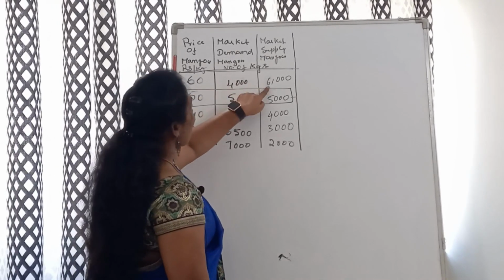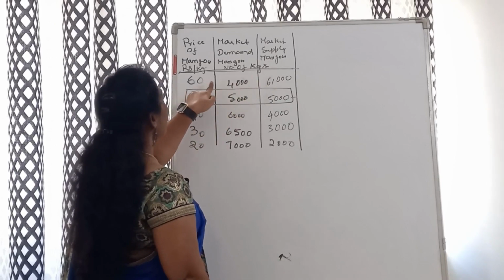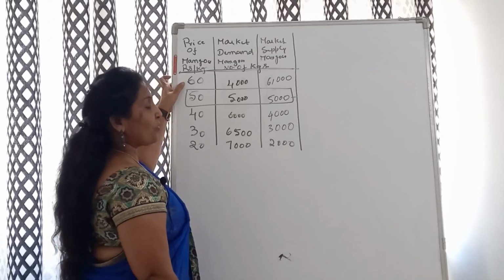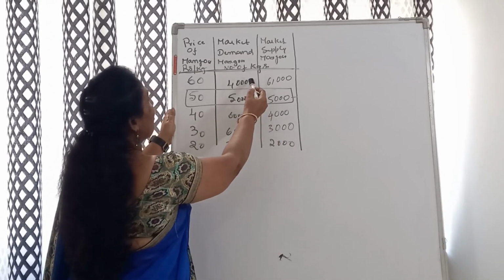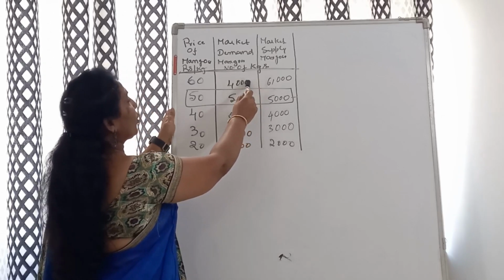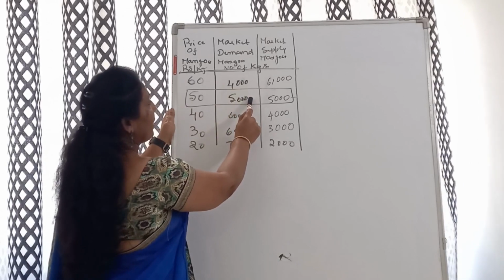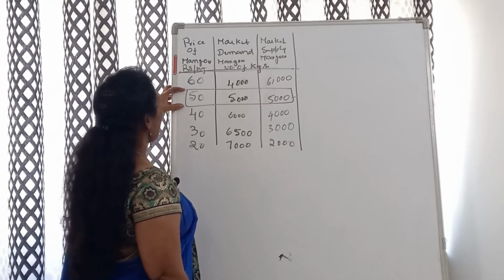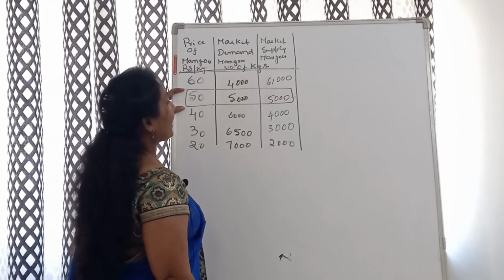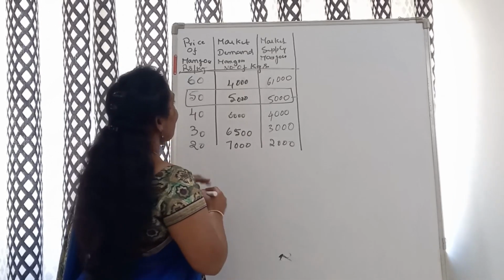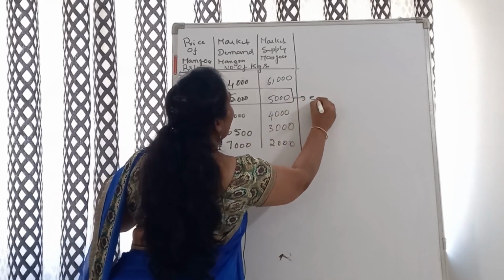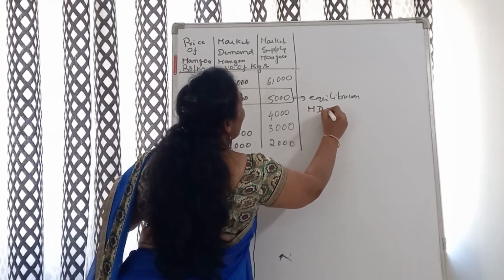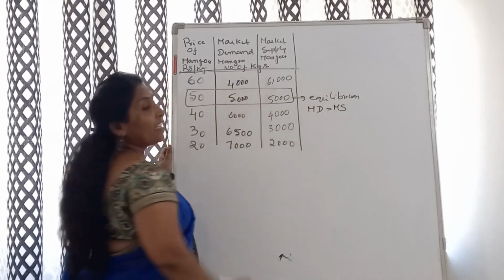At a higher price, the suppliers are willing to supply more and more and the buyers are willing to buy less and less quantity. If price is reduced from 60 to 50, then quantity demanded at the market level goes up from 4,000 units to 5,000 units. But at the same time, the market supply goes down to 5,000 units. At this rupees 50 market price, market demand is equal to market supply, which means there is an equilibrium in this market.